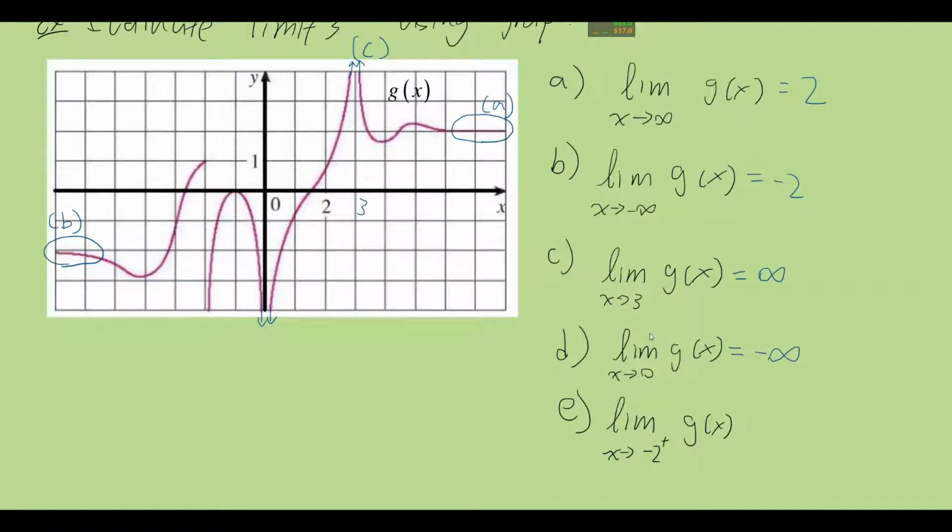And part E, we're looking at as x approaches negative 2 from the right-hand side, right? So negative 2 is right here. Now from the right-hand side, so we want to move to the right a little bit of negative 2 and look at where the graph is. And the graph is down here. Now you can see that it's actually going down to negative infinity, right? So we can say that the limit as x approaches negative 2 from the right-hand side, right? Remember this little plus sign means from the right.